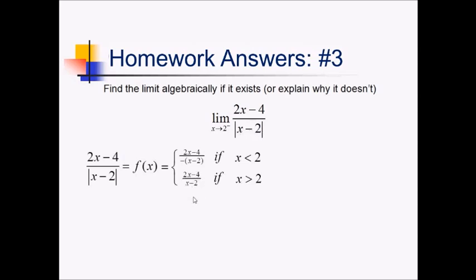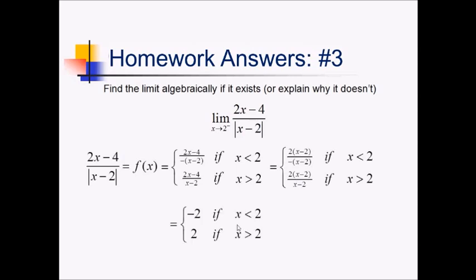All right, in order to keep going on this one, I need to simplify these, because if I plug 2 in as things are, I'm just going to get 0 over 0, which is not helpful. So I can factor a 2 out of the numerator on both of these, leaving me with 2 parentheses x minus 2 in both of those numerators. And this is a nice thing, because these x minus 2's in each rule can now cancel, leaving me with negative 2 for the first rule and positive 2 for the second rule.